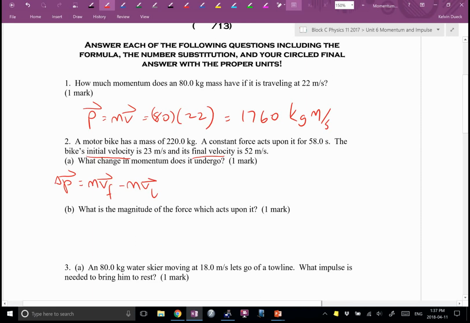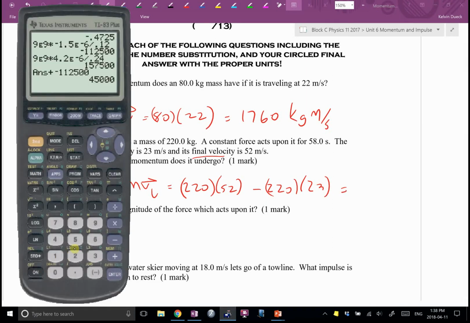And the other thing I looked for was if there were any directional changes. But as near as I can tell, this is just going in a straight line. So I don't think I have a change in, like, a negative or anything like that. I think it's going to be 220 final 52 minus 220 initial 23, and I get you get 6,380 kilogram meters per second.